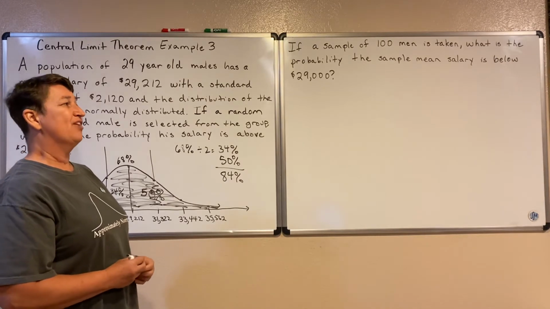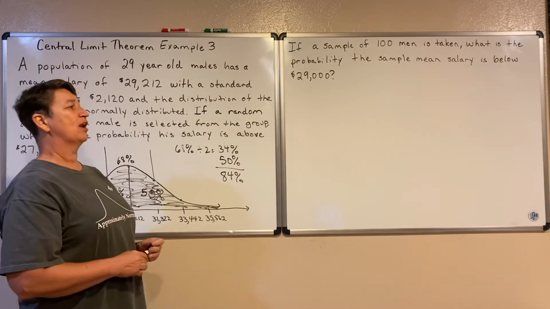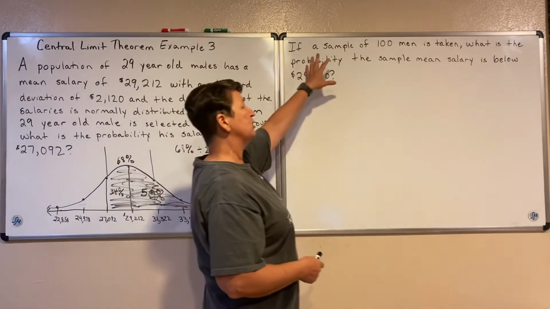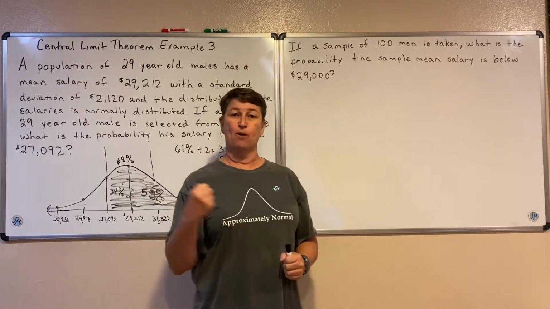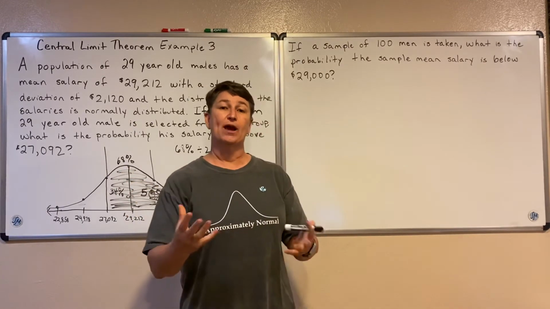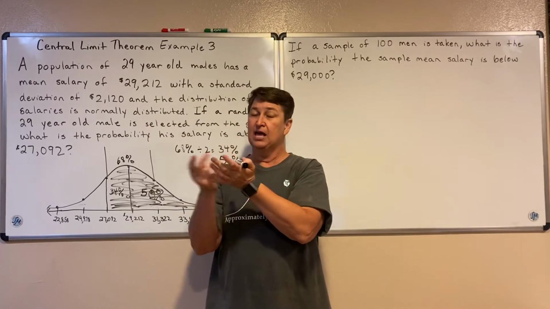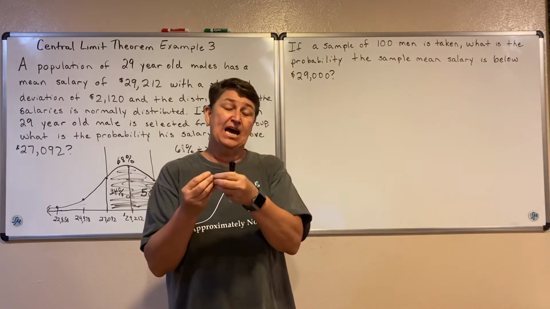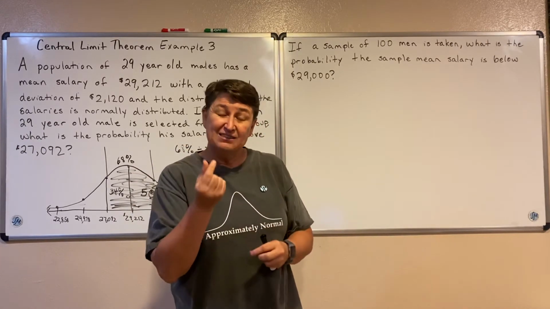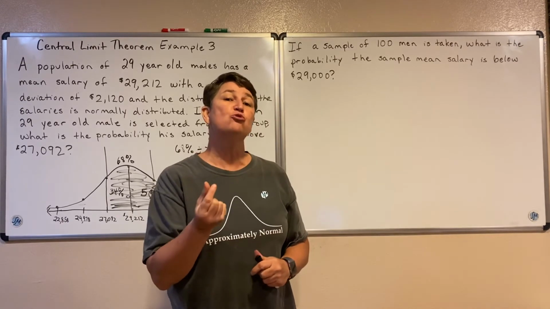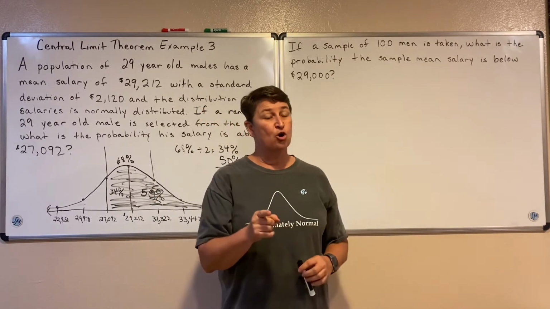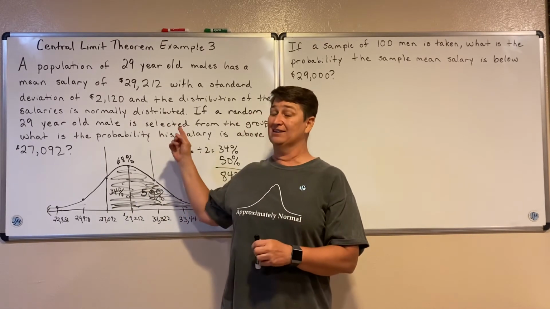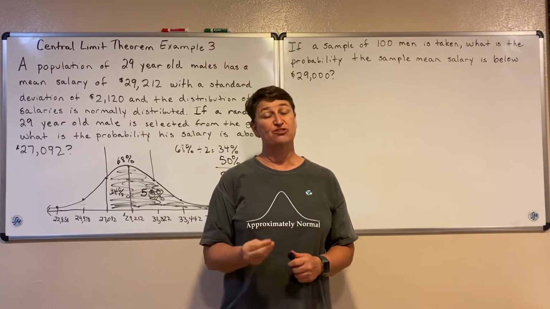What is the probability that the sample mean salary is below 29,000? Notice that here, I'm not just pulling out one man from this distribution. Instead, I'm pulling out 100 men, collecting their salaries, and then finding a mean of those salaries. That sample mean is part of a new distribution. And we know that that distribution has a mean that is the same as the mean of our population. We know that from the central limit theorem.